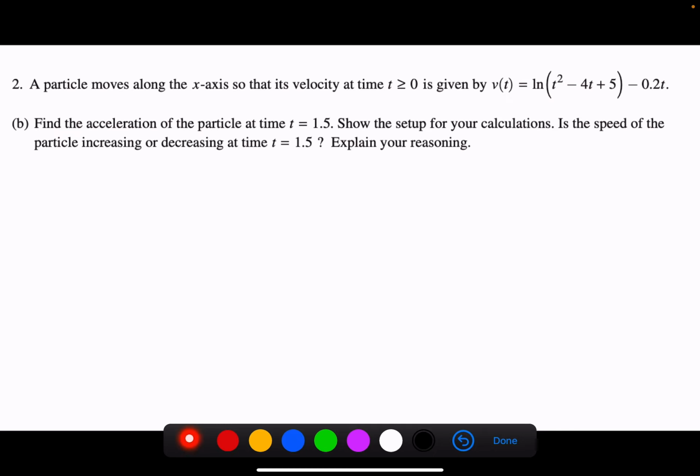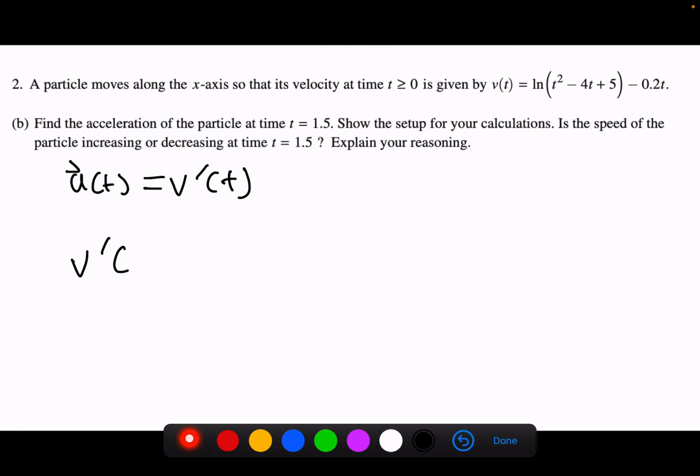So when I find the acceleration of the particle at time t equals 1.5, I want to show the setup of the calculations, and I want to know if the speed of the particle is increasing or decreasing at t equals 1.5. So we know that acceleration is equal to the derivative of velocity with respect to time. So we want to calculate the derivative of velocity at 1.5.